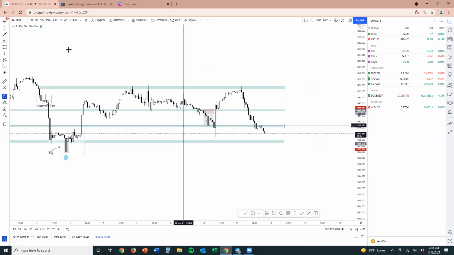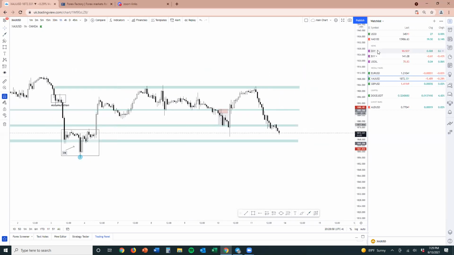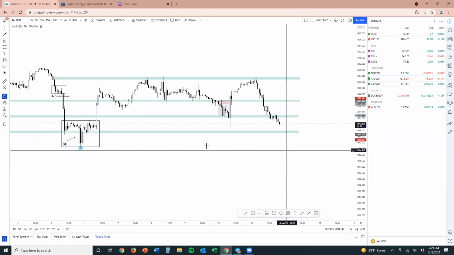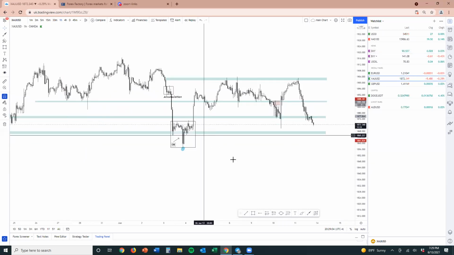But as an overall perspective, again, just as we said, I have the dollar being bullish, so I do have gold being bearish, and I will be looking for majority sells on gold this week.